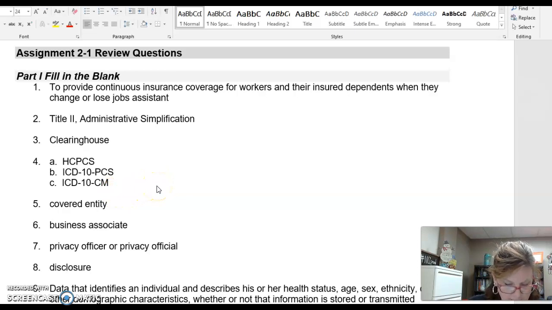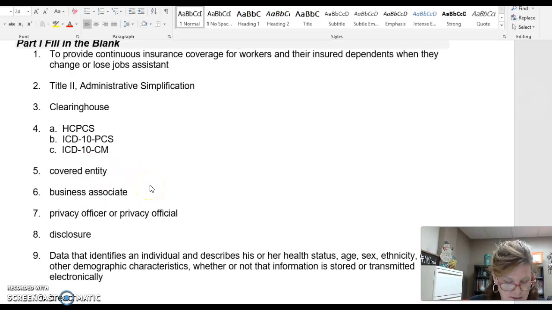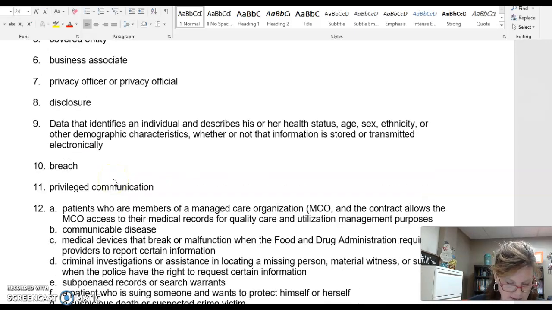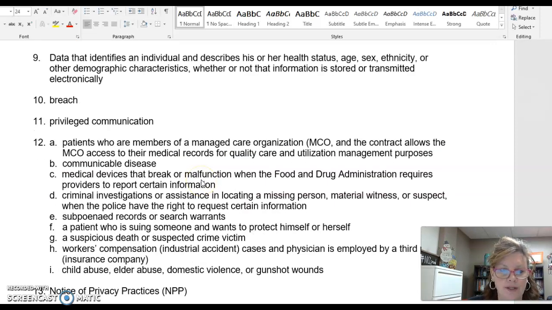Number 5, just make sure you read the questions, a covered entity. And it's kind of important for you to know this one too. Number 6, a business associate. So again, number 8, we go down to disclosure. Number 10 would be a breach. Okay, this is unauthorized release of patients' health information, which is PHI. You will hear that called PHI quite a bit.